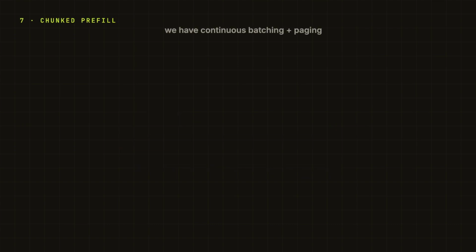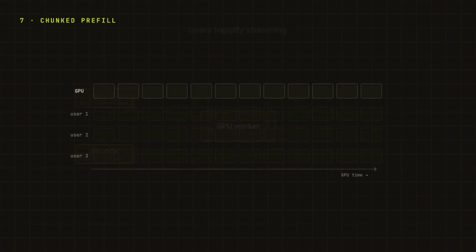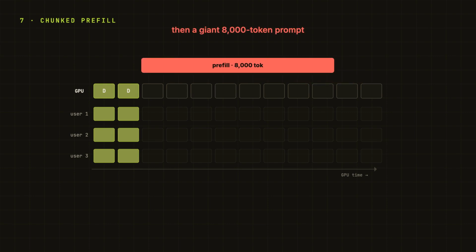Okay, so now we have continuous batching and paged memory. But here is a subtle production problem that shows up the moment you mix real traffic. Remember, prefill and decode are sharing the same GPU worker, and prefill is this big, heavy, compute hungry job. So let's say we have a bunch of users happily streaming their answers. Decode is ticking along, one token every so often, nice and steady. And then one new request arrives with a giant 8000 token RAG prompt.